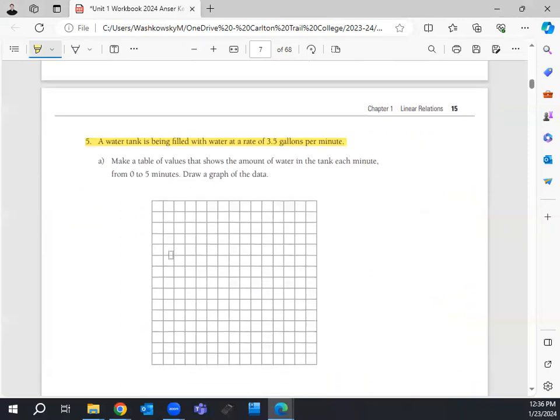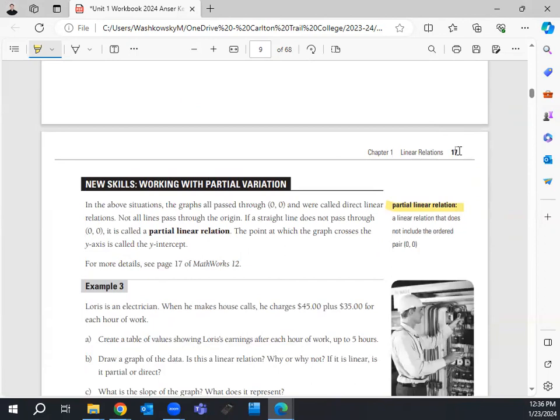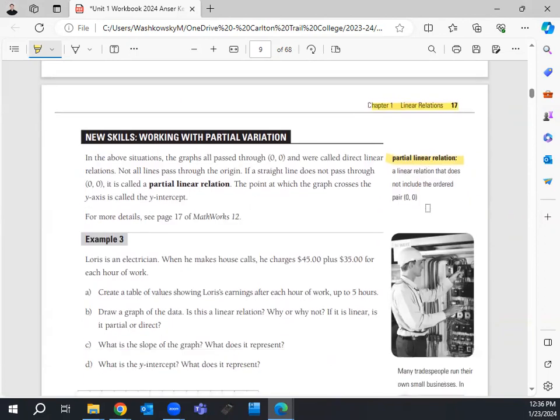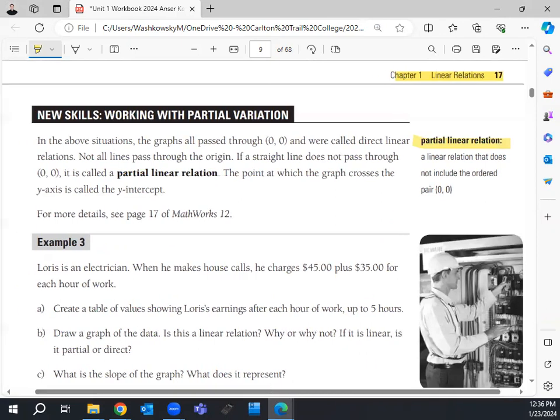So what we're going to do now is keep going and start on page 17 here. And we're specifically going to be looking at partial linear relations. I'll zoom in here. What did I say, page 17?